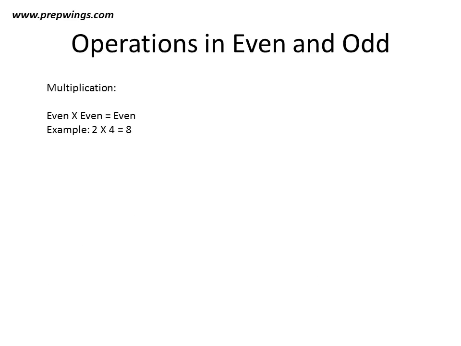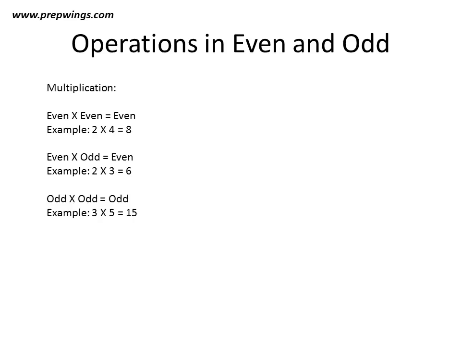Here you can see even multiplied by an even gives us an even result. So for example, 2 multiplied by 4 gives 8, and all the three numbers 2, 4 and 8 are even numbers. Now even multiplied by odd also gives an even result. The example shown over here is 2 multiplied by 3 gives us 6. Here 2 is the even number, 3 is the odd number, and 6, the result, is also an even number. Now if odd is multiplied by an odd number, the result is an odd number. So for example, 3 multiplied by 5 gives us 15.